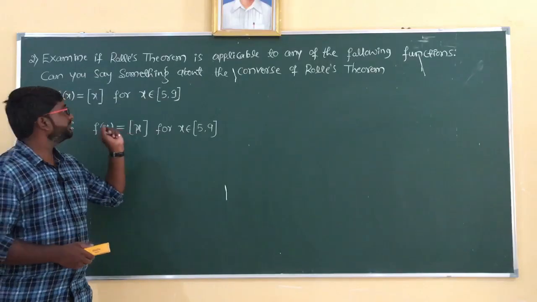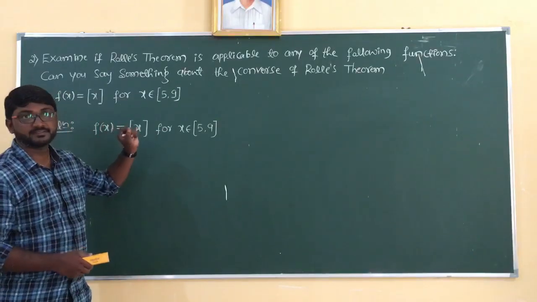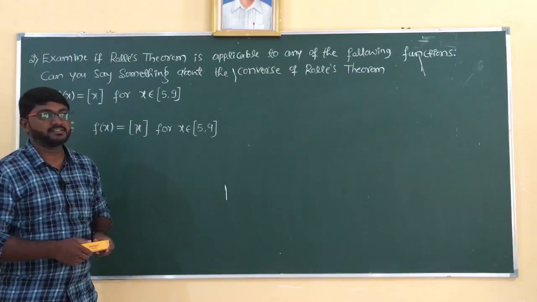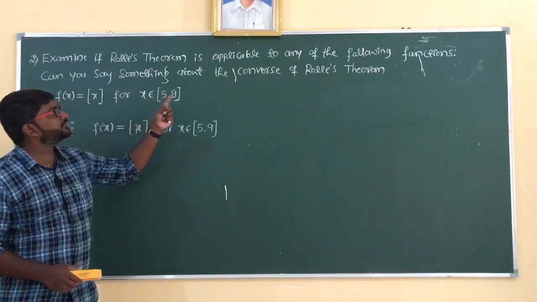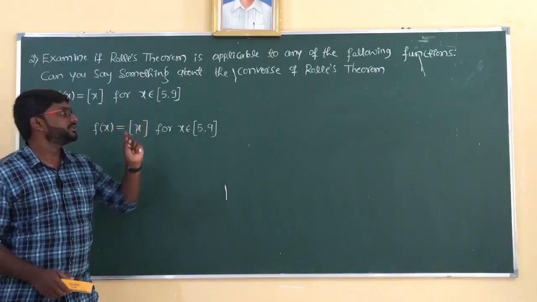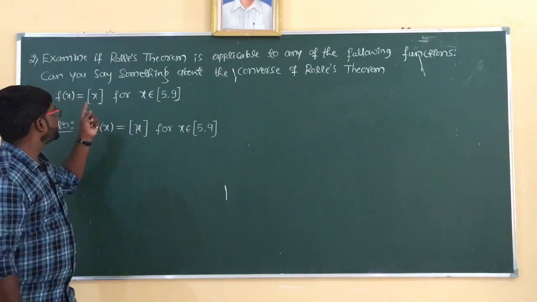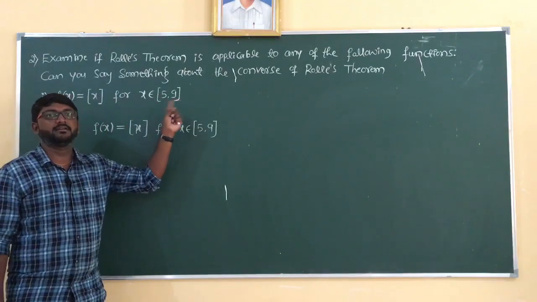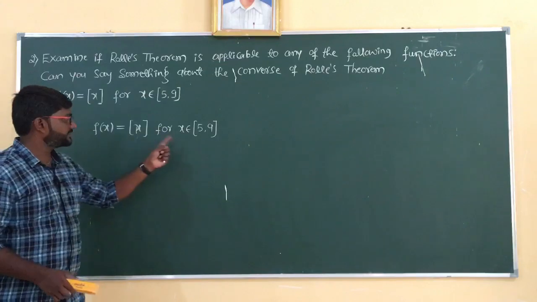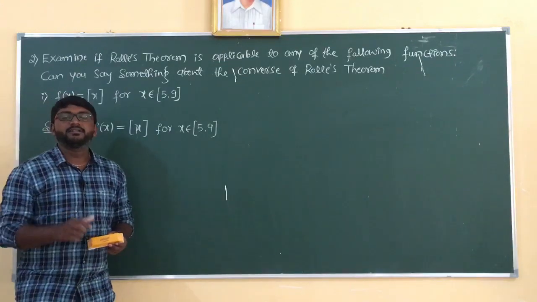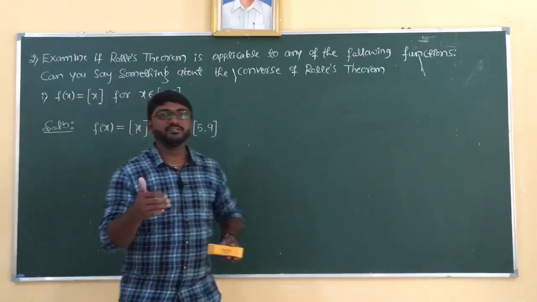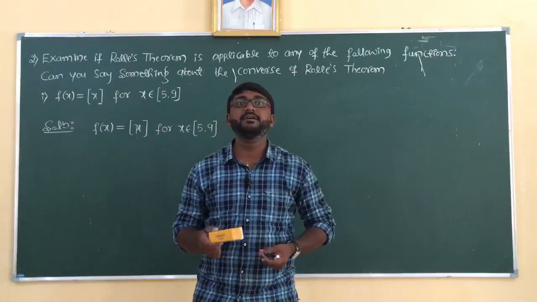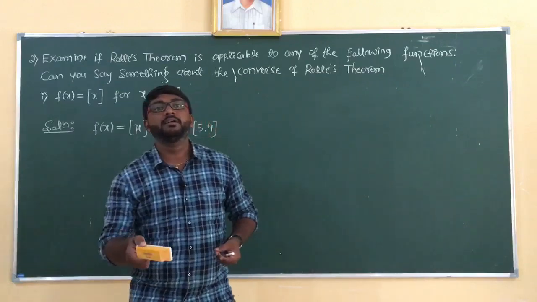So let us solve the second main question of this exercise. Examine if Rolle's theorem is applicable to any of the following functions. Can you say something about the converse of Rolle's theorem? So I have taken the first question, f of x equals greatest integer x for x belonging to the closed interval 5 comma 9. So I have written the function as it is. Now see here, we have already discussed the greatest integer function. The greatest integer function is neither continuous nor differentiable.